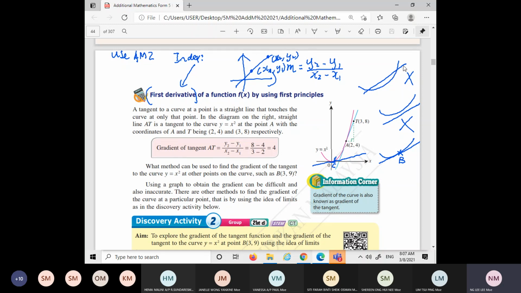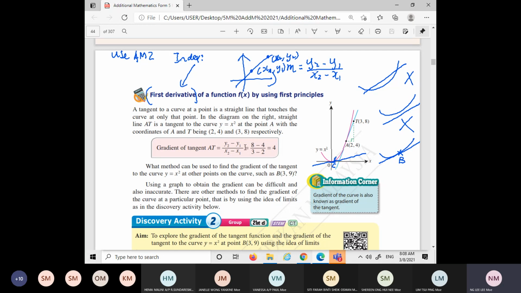Like this line, the straight line touches the curve at 2 points. This one also is not a tangent. Only this type cuts the curve at one point. So this one we call a tangent. This line we call the tangent to the curve at the point B. So when we say the gradient of the curve, it also means the gradient of the tangent.